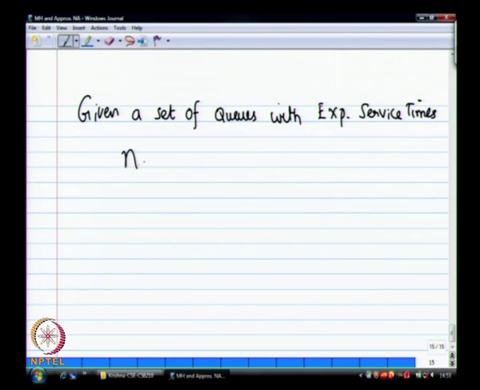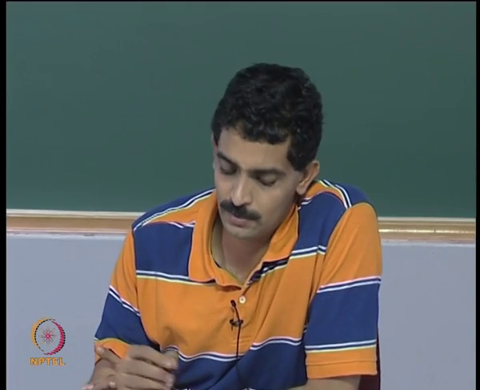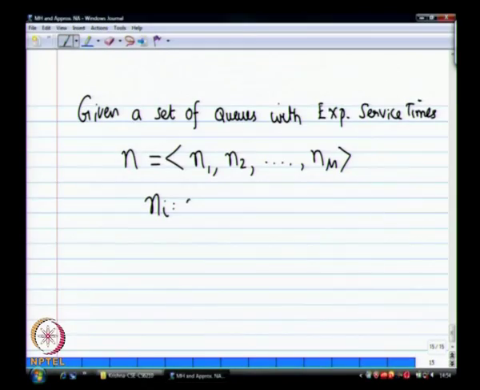Then let n denote this vector. So n denotes the number of customers at a given instant of time: there are n1 jobs in Q1, n2 jobs in Q2 and nm jobs in Qm. So ni is the number of jobs in device or Qi, at some instant of time.